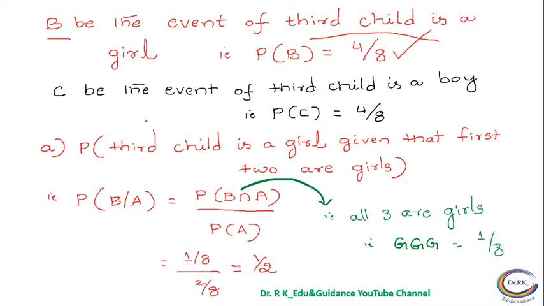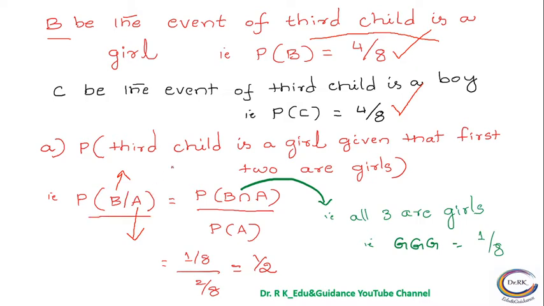Similarly, C is the event where the third is a boy. In the same way, there are 4 combinations in favor of it. Therefore 4 by 8. So with this data available, we'll see what we have to find. The first two are already girls. So what is the probability that the third is also a girl? That is the probability of B given A, where B is the third being a girl. So this is a conditional event.